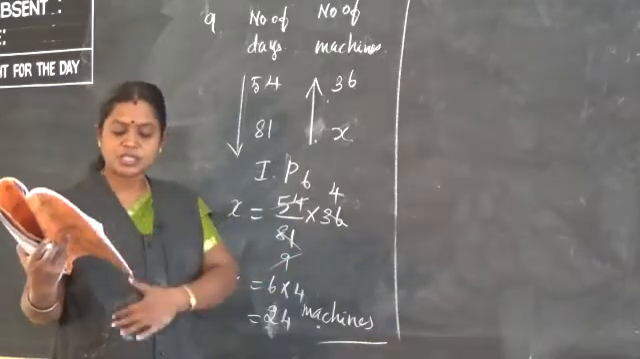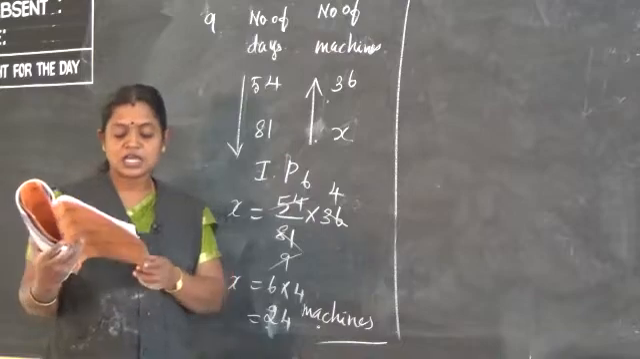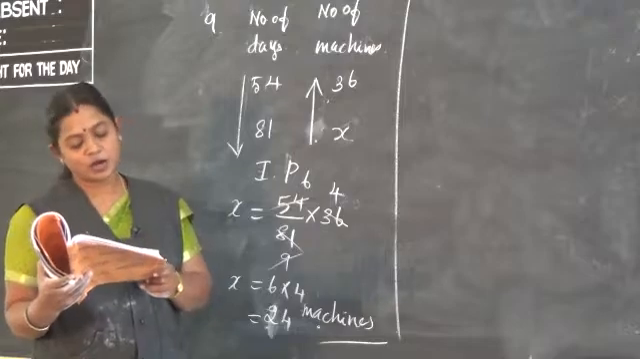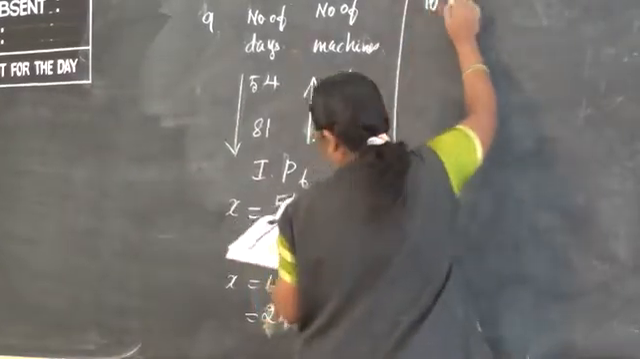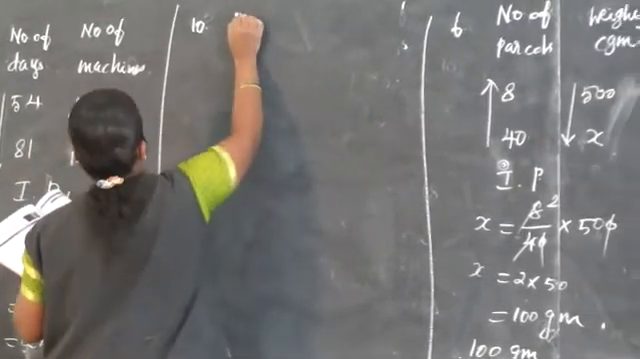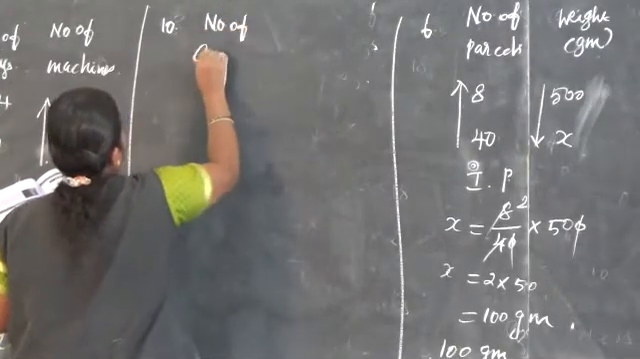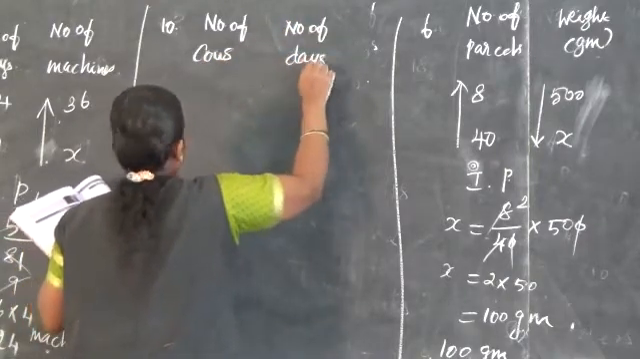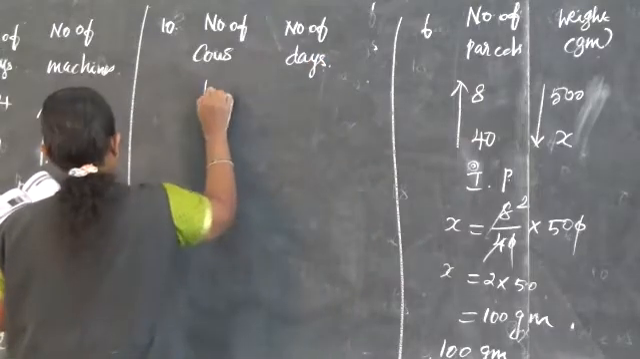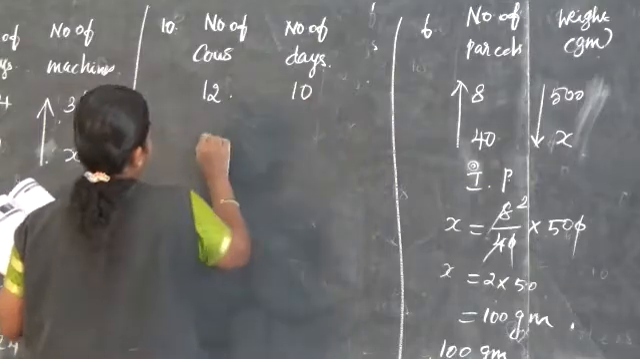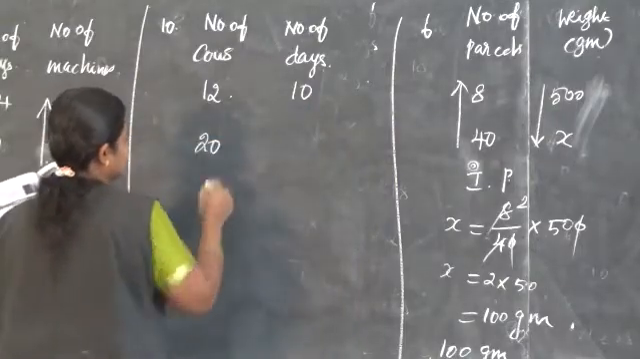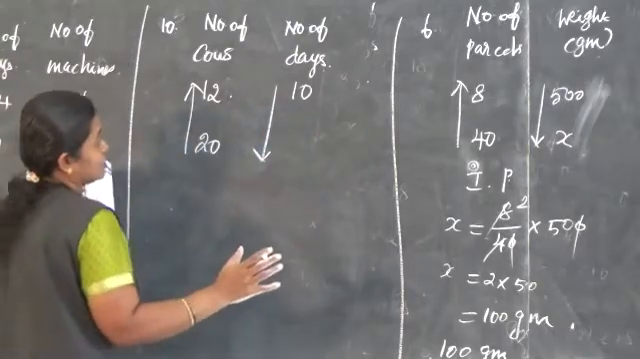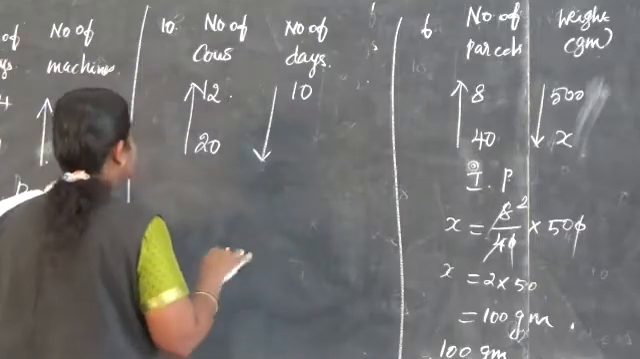Now auxiliary type questions. 10th one, 12 cows can graze a field for 10 days. 20 cows can graze the same field for how many days? Here number of cows, number of days. 12 cows, 10 days. So the number of cows is increasing. The grass is the same, but the cows are increasing.